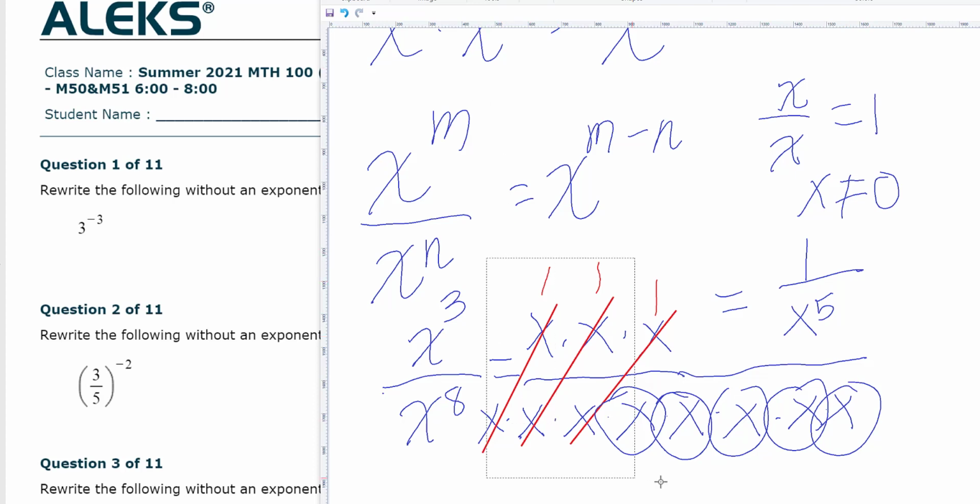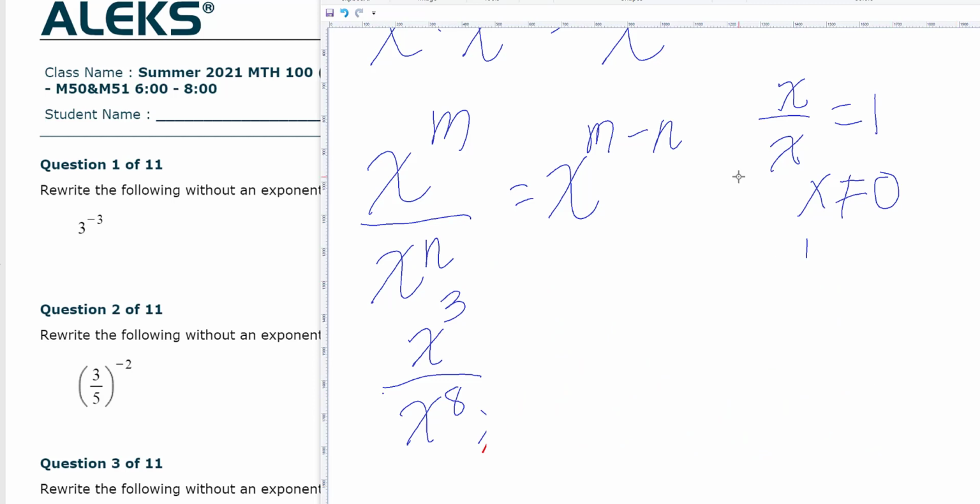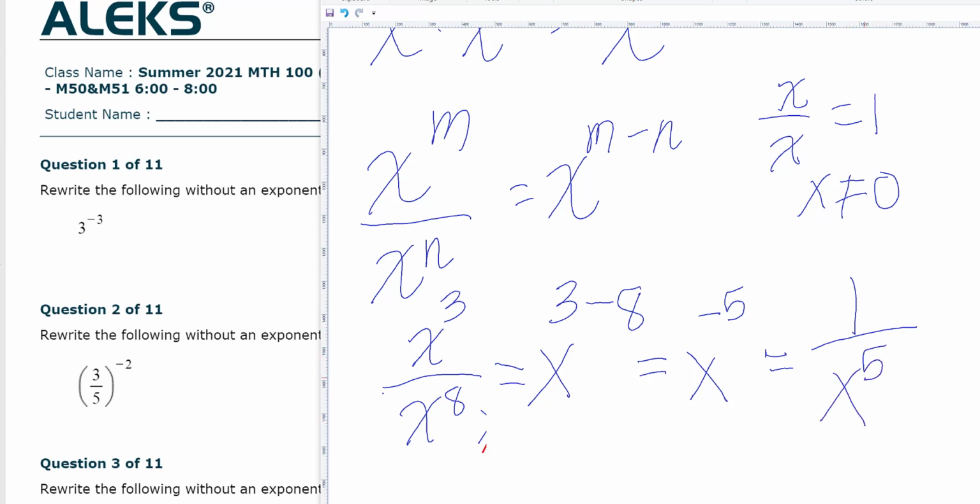However, we could apply the rule. Remember, the answer to this is 1 over x to the 5th. The rule says that you subtract x to the 3 minus 8. Well, 3 minus 8 is a negative 5. And so this is the new rule we want to introduce. And that is that when you have a negative exponent, like x to the negative 5, that means to divide by the base x to the 5th. So to remove that negative, I have to change that x to the negative 5 to 1 over x to the 5th.